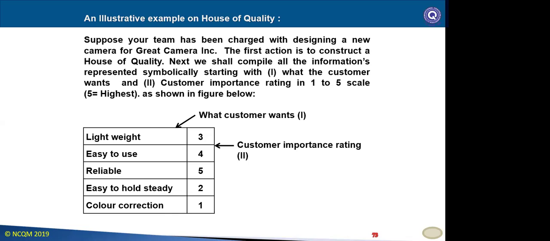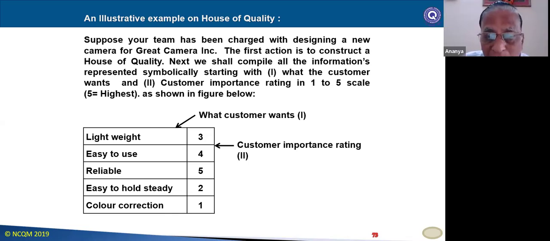From the priority point of view, they say first reliable anyway, that's most important. Easy to use also because it is movable. Like that they have given importance. So we have cleared what they want and what are their priorities from the importance point of view. Okay. Next.